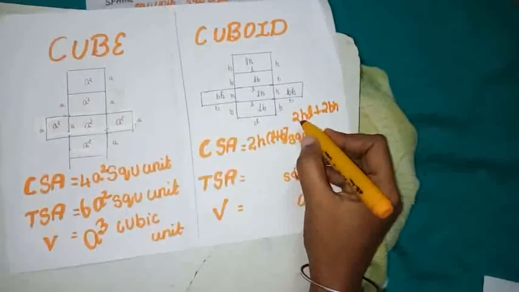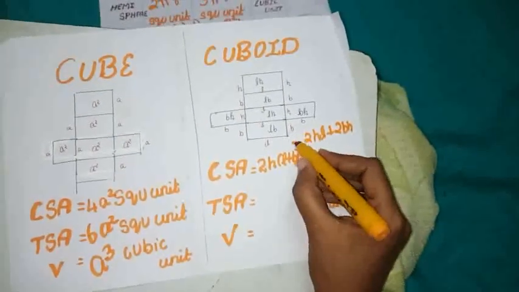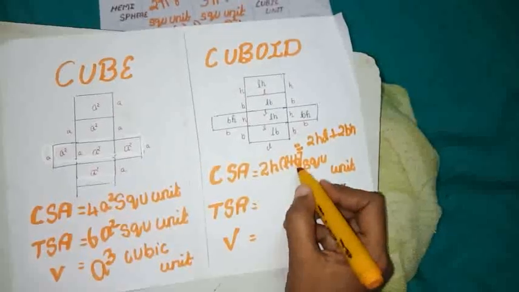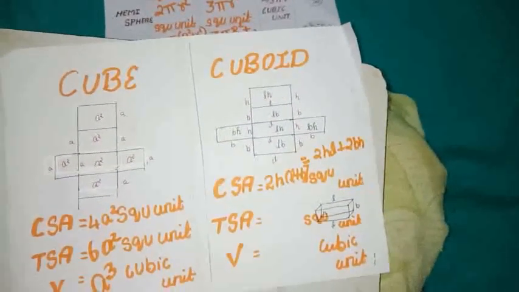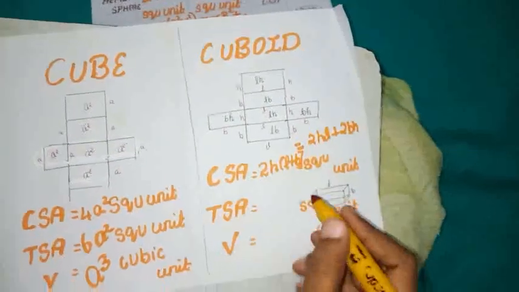Here 2H is common, so I'll take it separately. So 2H is common, which means L plus B only, in square unit. This is the formula of curved surface area.